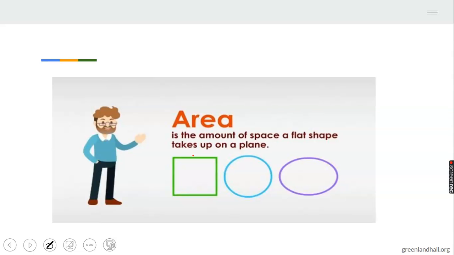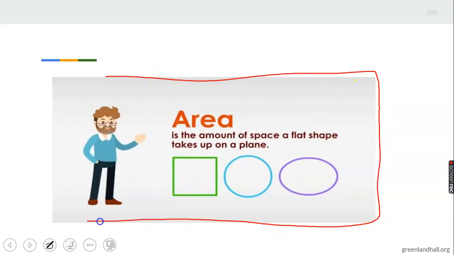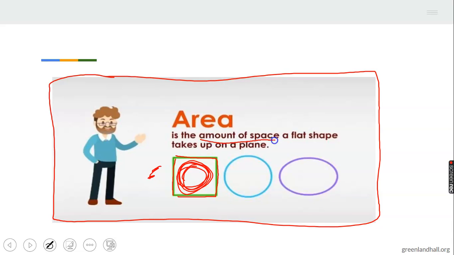What is area? It's very simple. Area is the amount of space a flat shape takes up on a plane, that is, on a surface. Look at this shape that we have here, this surface that we have here. Of all the surface, this square is only taking up the space. So we say the area of this square is the whole of this place. The area of the square is not outside there, no. It is only the amount of space that the shape has taken. That is the area of the shape.